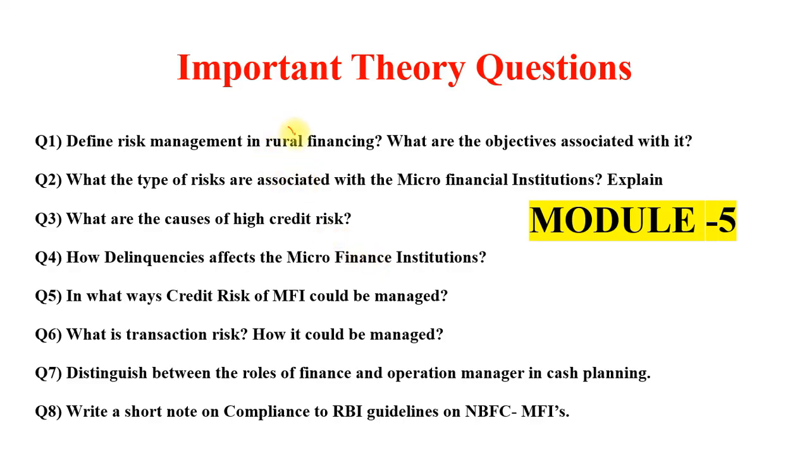Out of which, what is risk management in rural financing and its objective is very important. Types of risk associated with a microfinance institution very important. Causes of high credit risk. What is transaction risk and how could you manage it? And write a short note on compliance to RBI guidelines. These are the 5 very important topics from these 8 questions. Okay, so these were the 5 modules and the important topics that you need to cover up, so that you can easily clear your financing rural development paper.